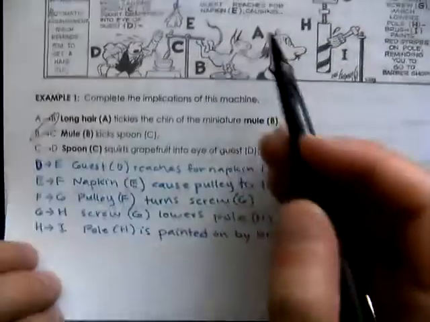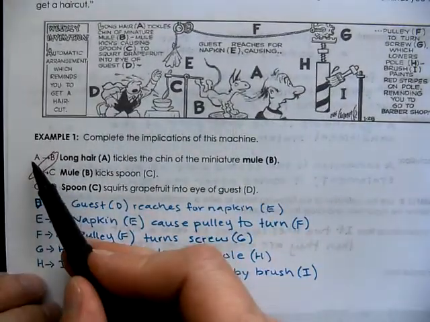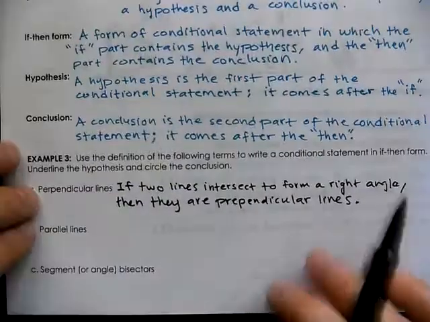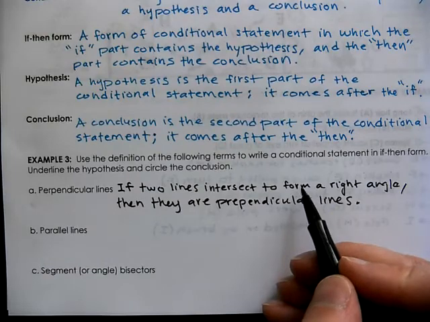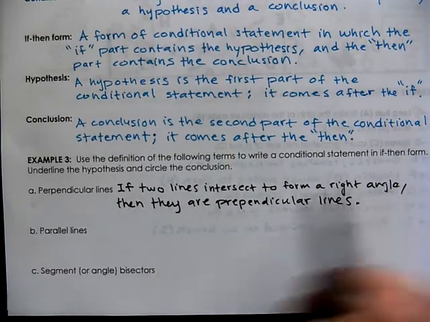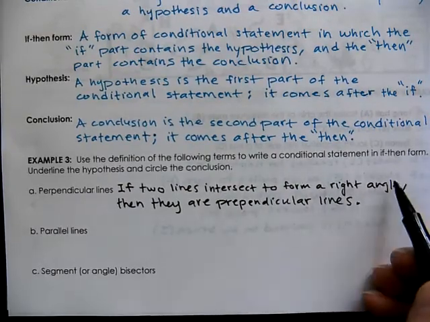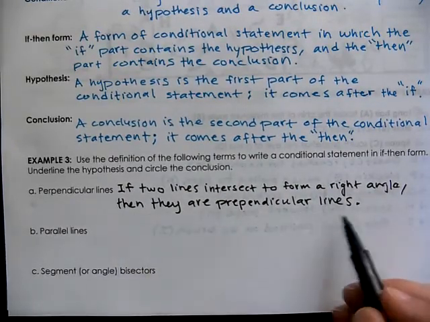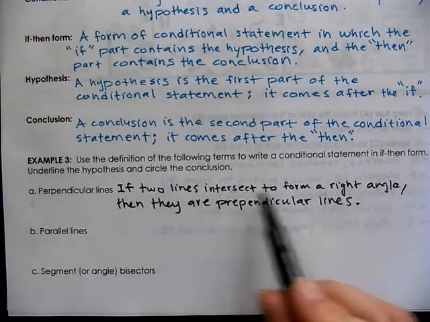In the same way that we had this cause and effect from this little cartoon where A caused B, we have this same idea where the first part is then going to cause the second part. This is the effect. So here's your cause. If two lines intersect to form a right angle, here's the effect. Then they are perpendicular lines. So we say it's conditional because it depends on this first part.